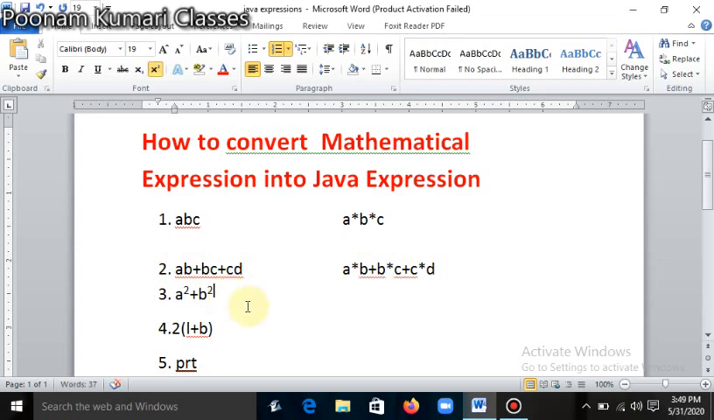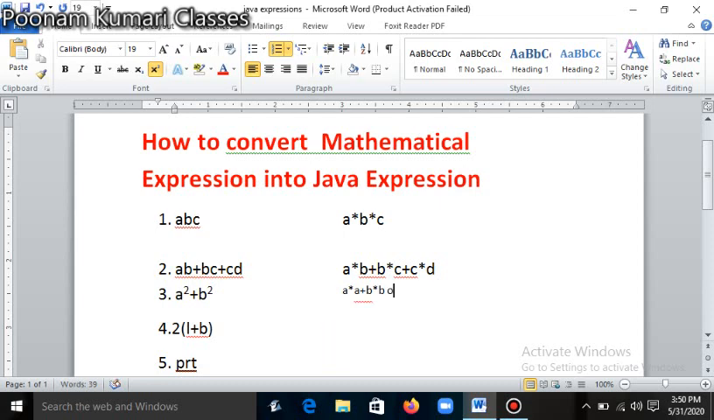Now we will see how to solve this type of expression: a square plus b square. In this type of question there are two ways. First way is simple. If a is power 2, then we can write a multiply a, a written 2 times. If a power is 5, then we will write a multiply a multiply a multiply a multiply a, 5 times. So here a is power 2, so we will write a multiply a, then plus b power is also 2, we will write b multiply b. So this is the answer of this one.